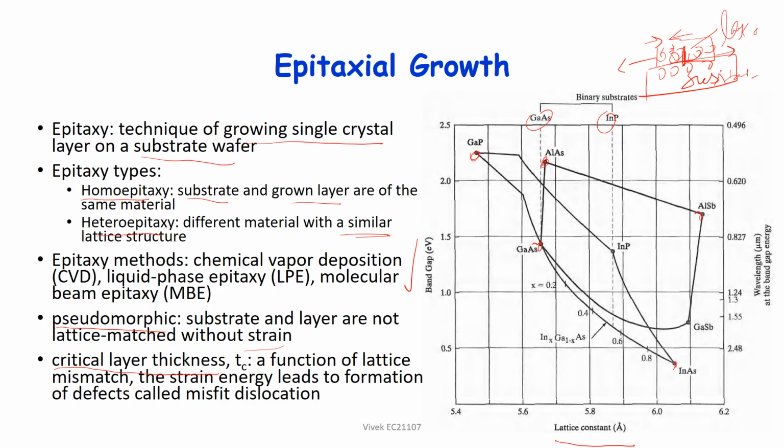Now there are different methods to do the epitaxial growth. There is chemical vapor deposition, liquid phase epitaxy, molecular beam epitaxy. Here you should note that there is a slight difference between deposition and epitaxy. Epitaxy is usually used for single crystal, and deposition is a more general term. So you can deposit on polycrystalline or amorphous material also, but for single crystal the term we use is epitaxy.